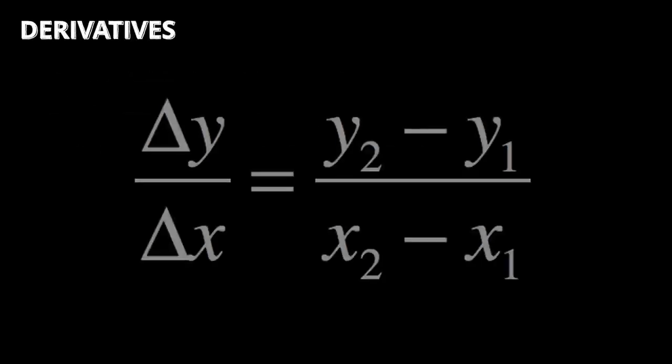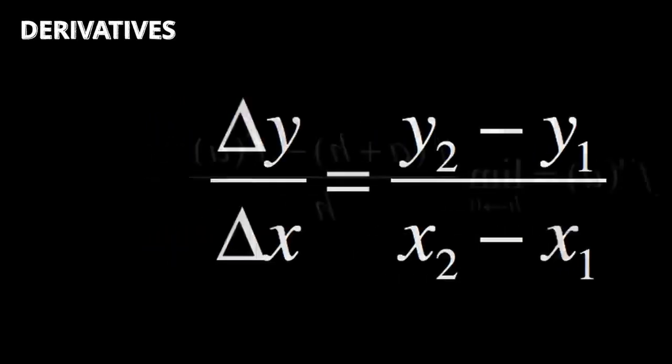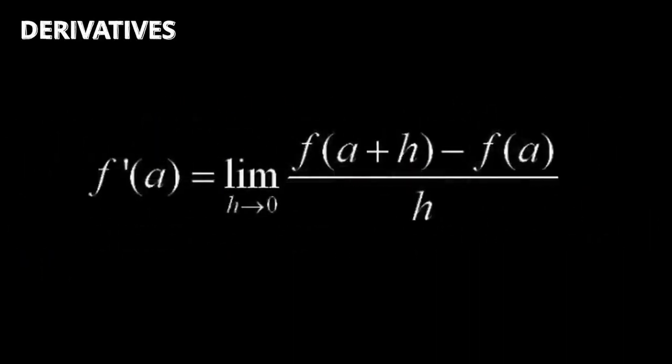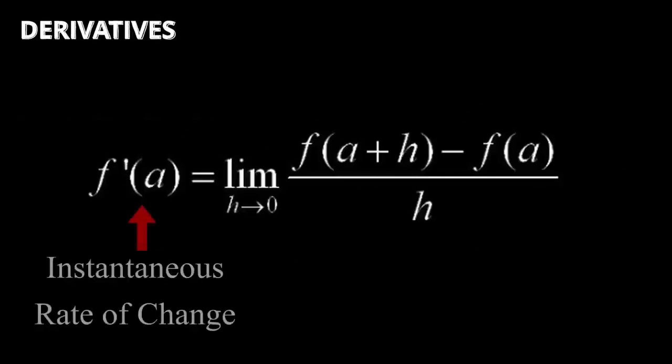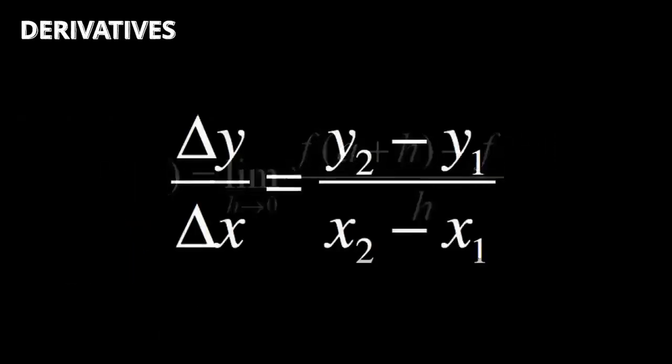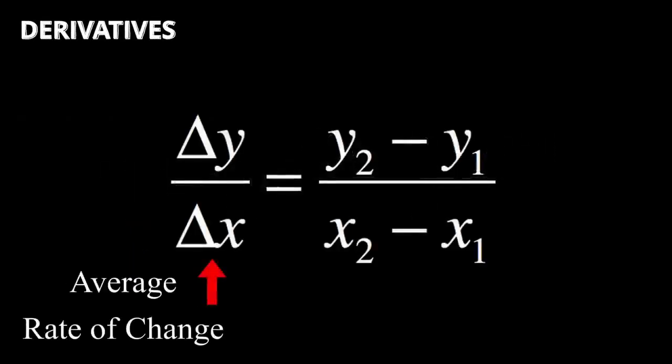Derivatives. Derivatives are what we use in calculus to observe the rate of change of functions. This is especially useful since it allows us to analyze the instantaneous slope of functions at certain points, as opposed to what we used to do before calculus, which was simply taking average slope.